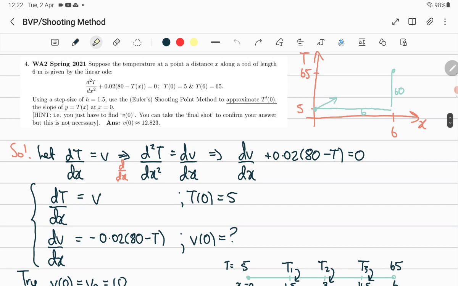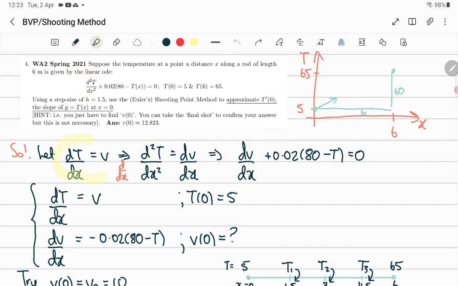In any case, you have to write this as 2 first order equations. Okay, so we have to use Euler's shooting method. We need to write as 2 first order. So again, introduce a variable v to be the first derivative, differentiate both sides, and then if you've done that, look at your second derivative as dv dx, replace your second derivative there in terms of dv dx, and off you go. Take away this from both sides and you're nearly there.